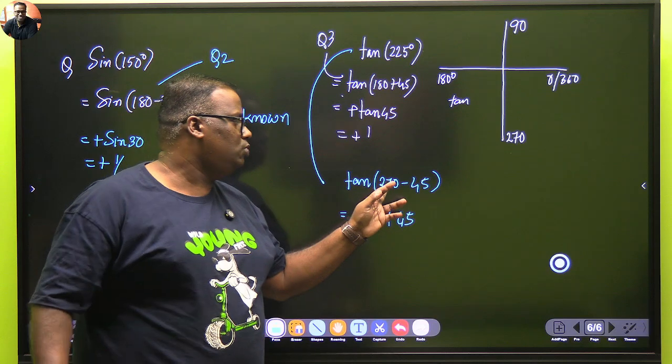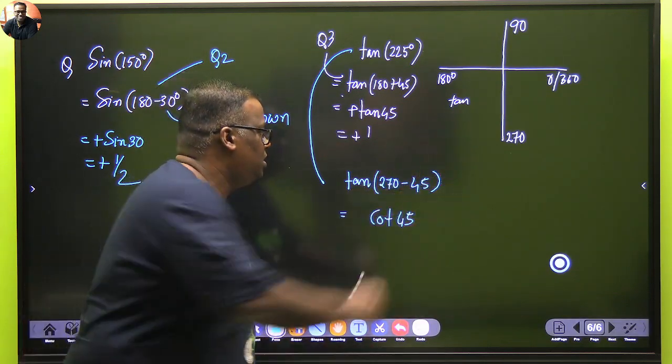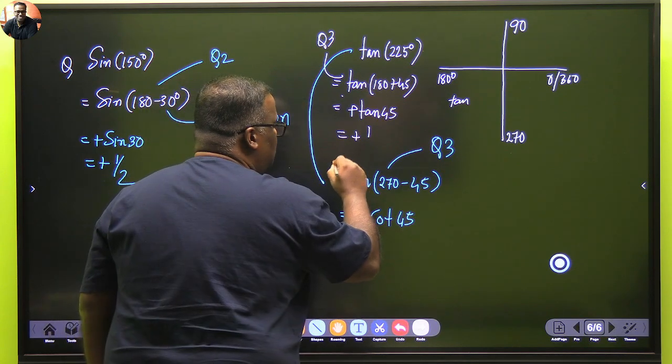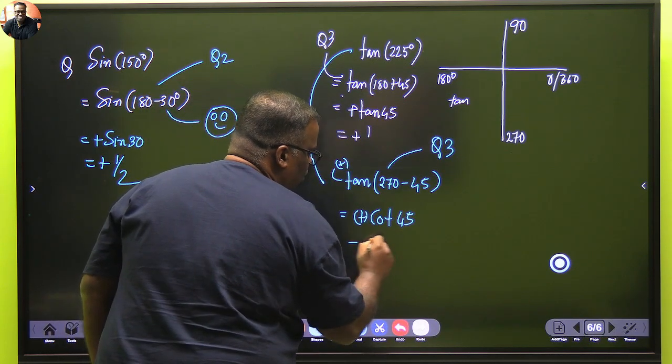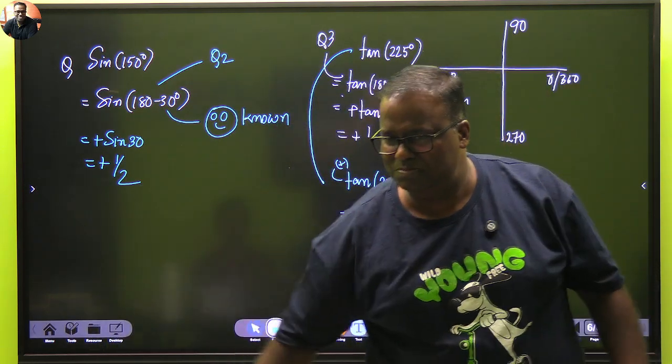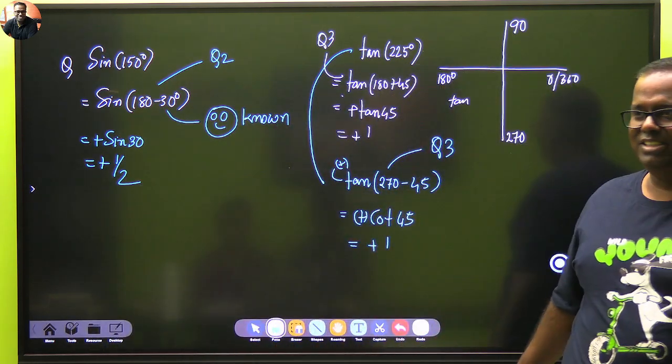She still remains 270 minus 45. She's on Q3, still on Q3. Parent function is tan, and tan is allowed to be positive. So this is positive. And what is cot of 45? Which is also equal to 1. Anyway, you can solve the problem. As long as your concept is clear, there is nothing to fear.